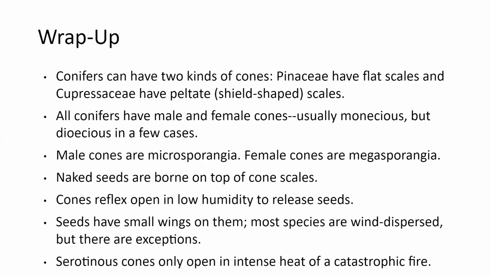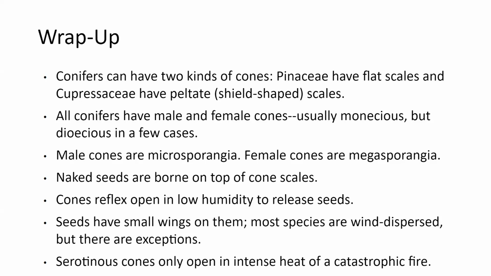And so just a quick wrap up, right? We have conifers that generally have two different types of cones. Species in Pinaceae have flat scales, and those in Cupressaceae have peltate or shield-shaped scales. All of the conifers have male and female cones. Usually they're monoecious, where they are contained on the same individual, but there's a few dioecious species like juniperous where there's separate male and female individuals. We call the male cones Microsporangia strobili and female cones Megasporangia strobili.